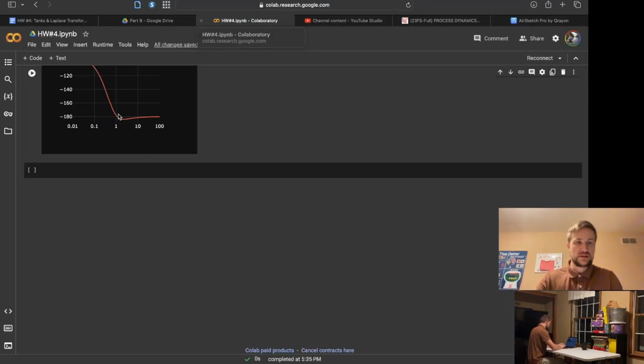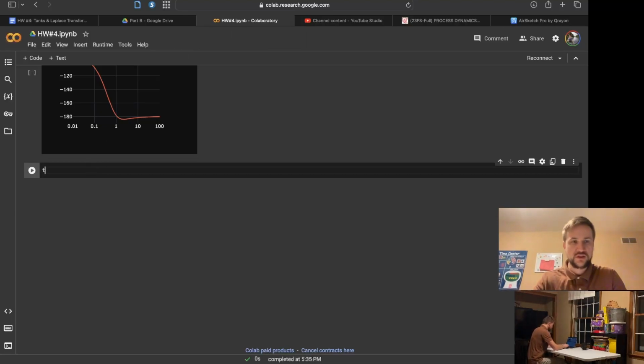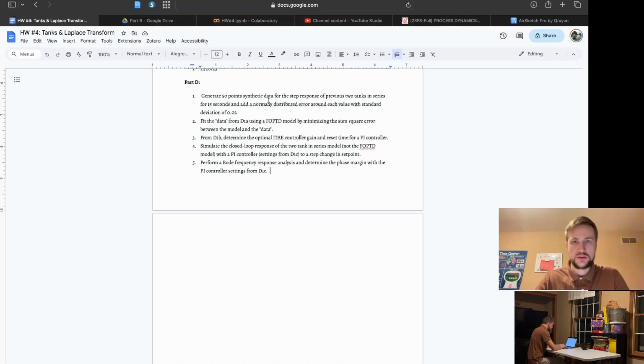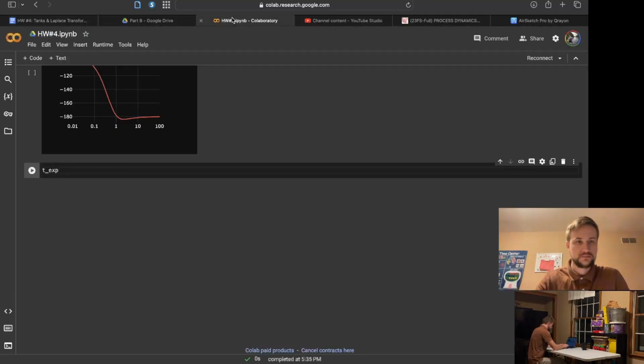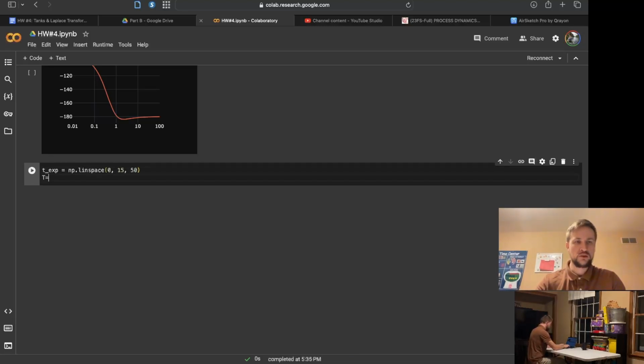We'll bring this in here. So first we're going to be experimenting over 15 seconds and 50 points of data. Okay, so np.linspace 0, 15, and 50. We're going to be doing, call it our process here.